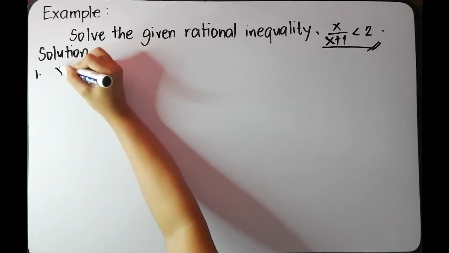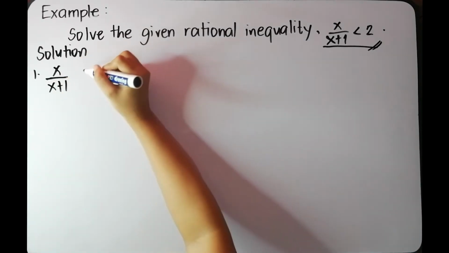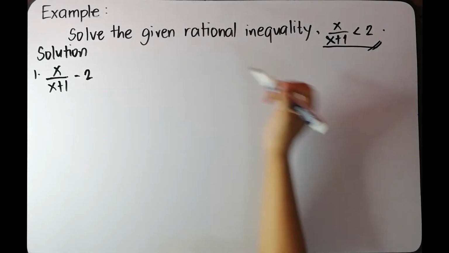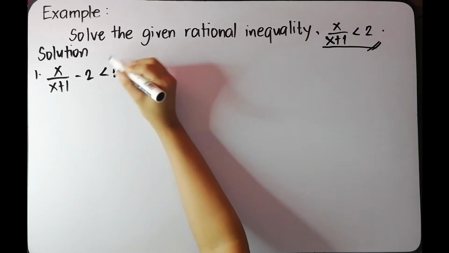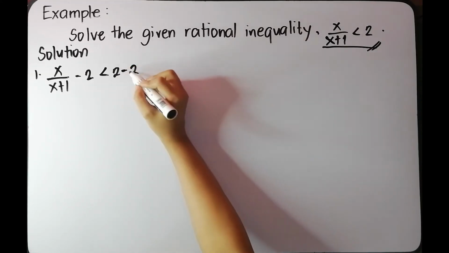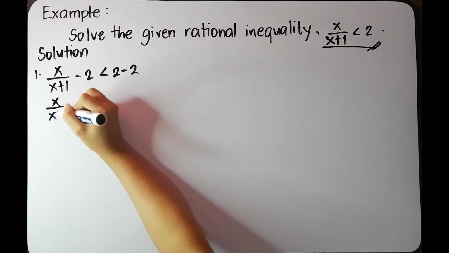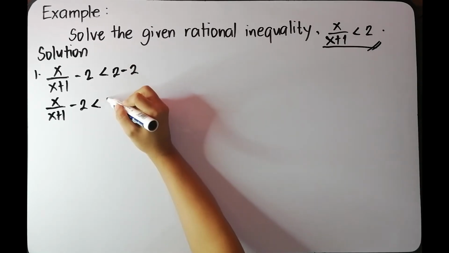In order to do that, we need to subtract 2 from both sides of your inequality to make this side equal to 0. So 2 minus 2 is 0. So we have x over x plus 1 minus 2 less than 0.